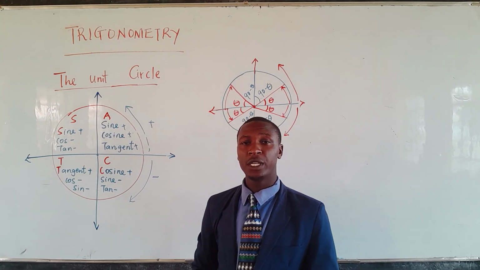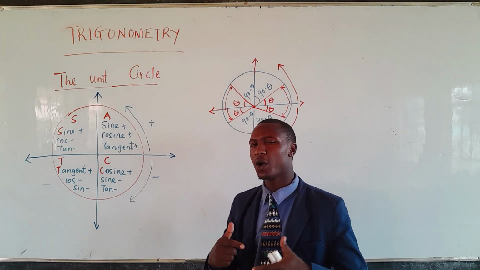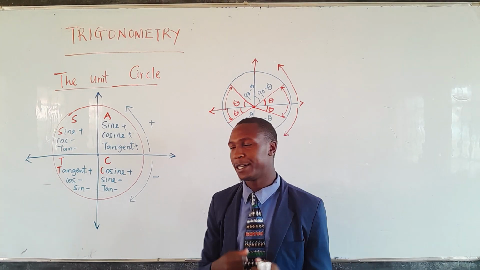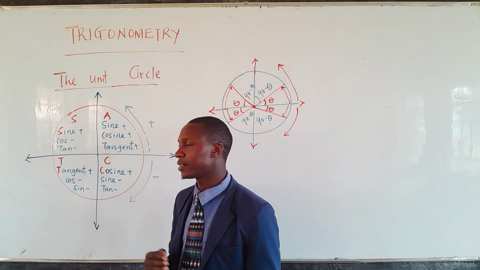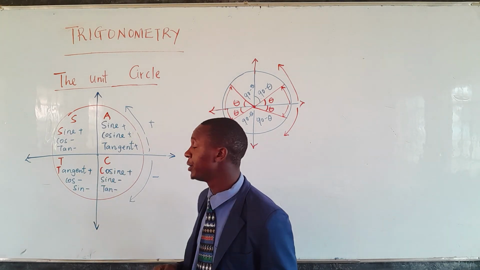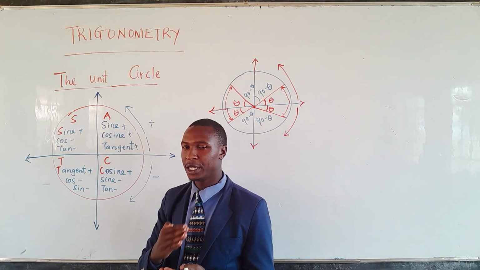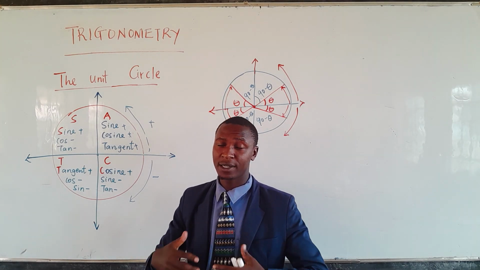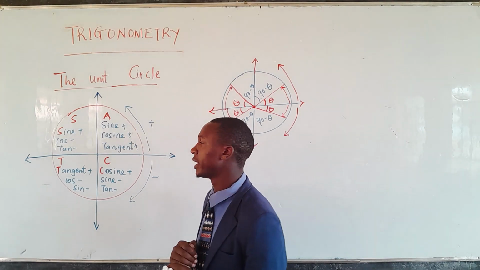So how do we use the unit circle? For us to learn about how we use a unit circle, let us first know what it entails. A unit circle entails 4 quadrants. Quadrant 1, 2, 3, 4, depending on how you want to name it. Now, in the first quadrant, we have the 3 ratios that we are going to discuss and their characteristics in each of those quadrants.